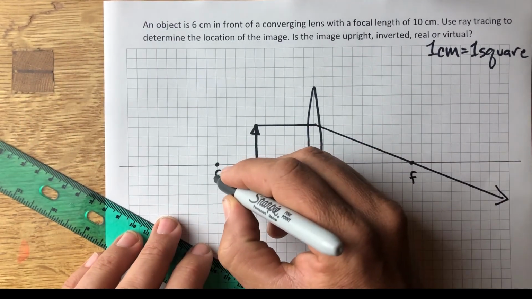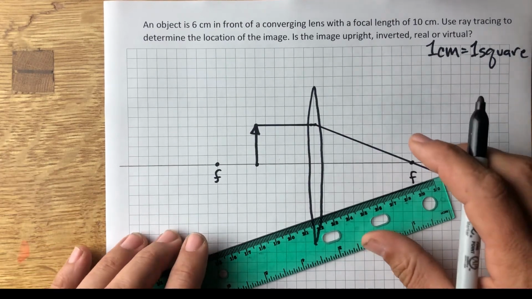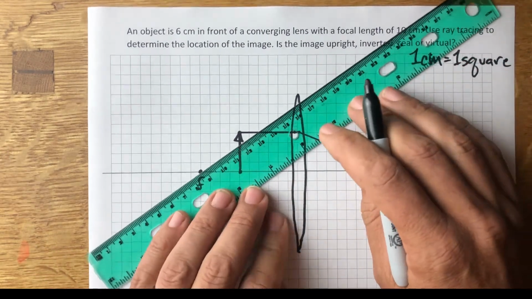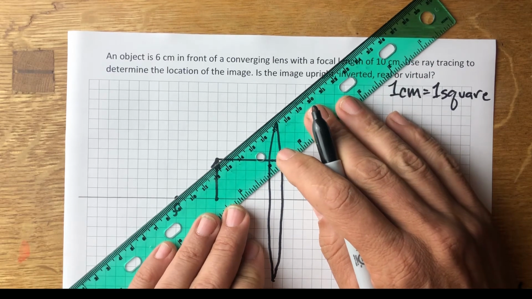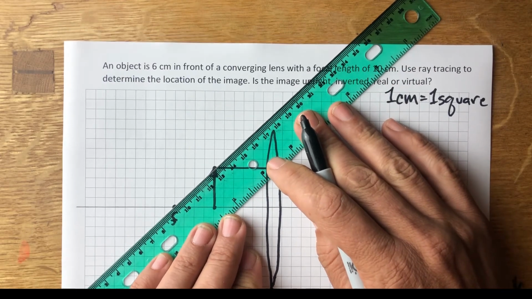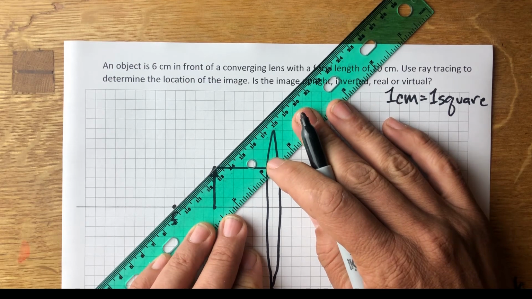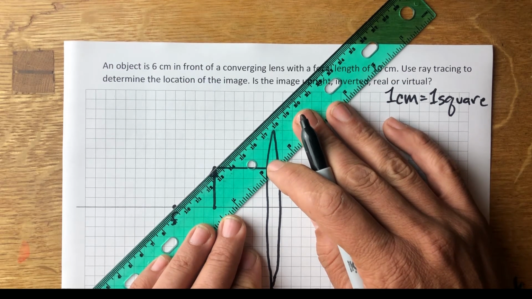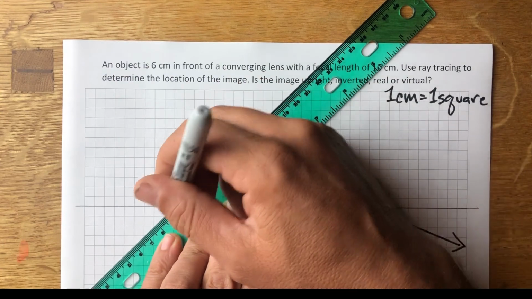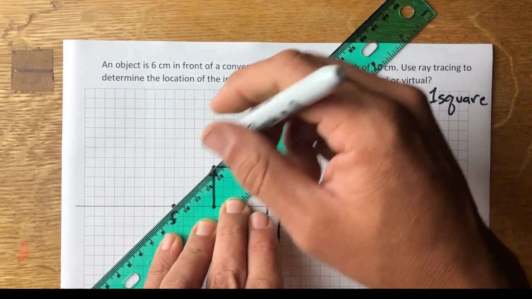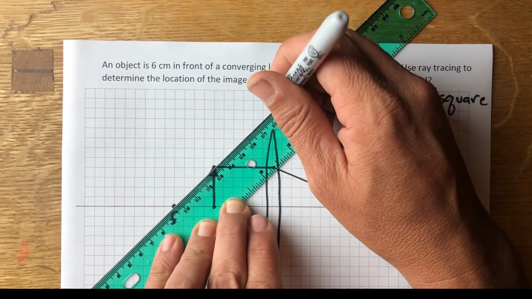Ray 2 emerges parallel to the optical axis. Well, if it's going to emerge parallel to the optical axis, that means that it must look like it came from this focal point. Something like this. So now it's not actually coming from there, it's coming from here, but it appears to come from there.